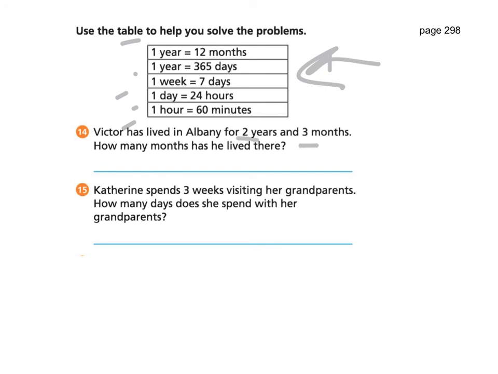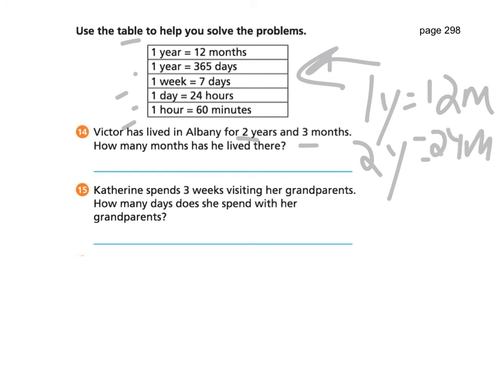So if Victor lived in Albany for 2 years and 3 months, how many months did he live there? Well, if 1 year equals 12 months, 2 years would have to be double that, so 24 months, and then we can't forget those 3 months, so 24, 25, 26, 27 months.